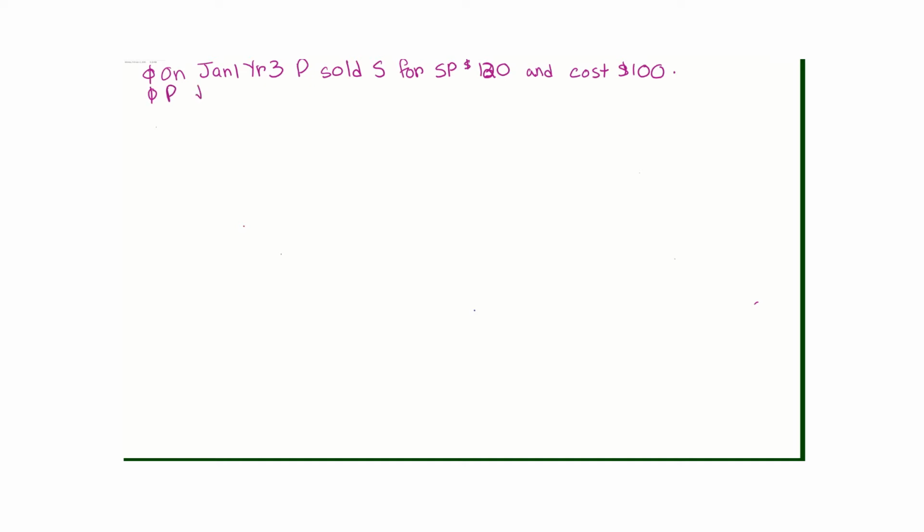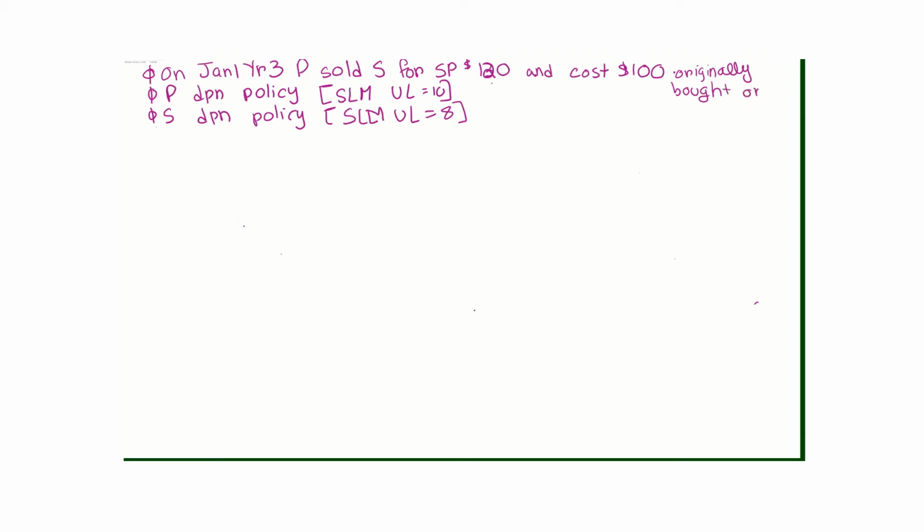Parent company's depreciation policy is straight line method with a useful life of 10. Subsidiary company decides to depreciate this asset using the straight line method with a useful life of 8. Also, please note that the parent company sold an equipment to the subsidiary company for a selling price of $120 and a cost of $100, which it originally bought on January 1, year 1. Okay, sorry about that missing information.